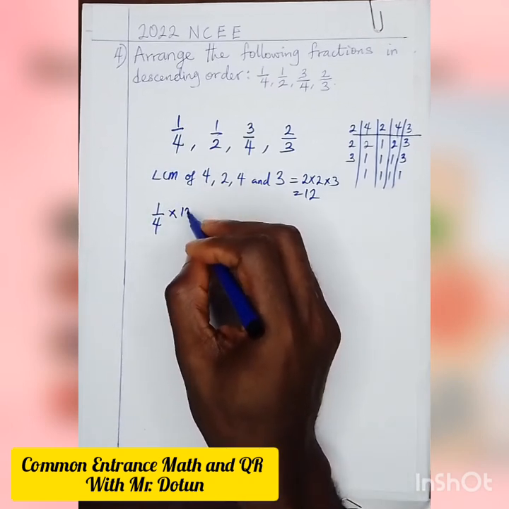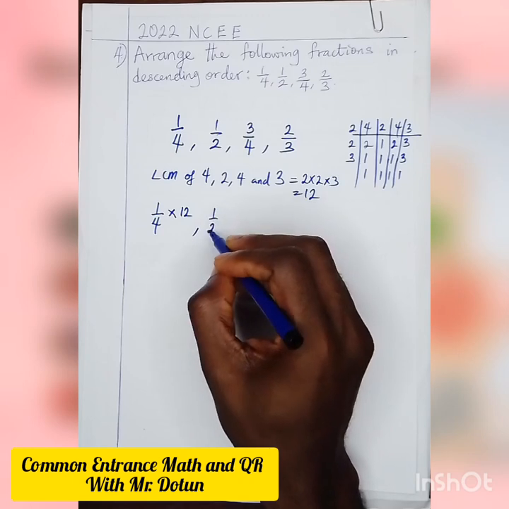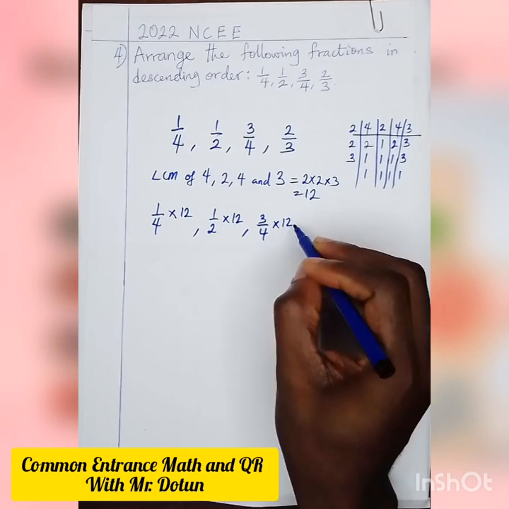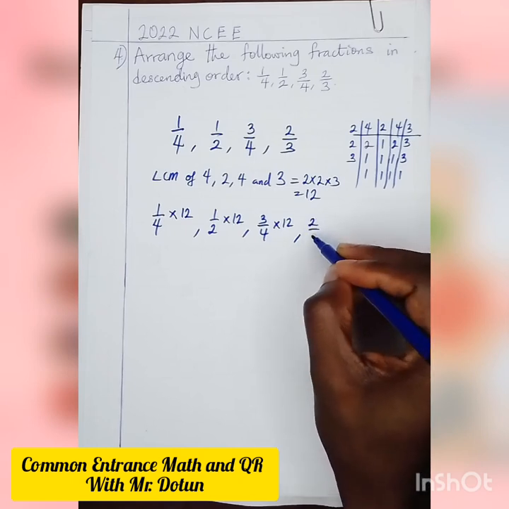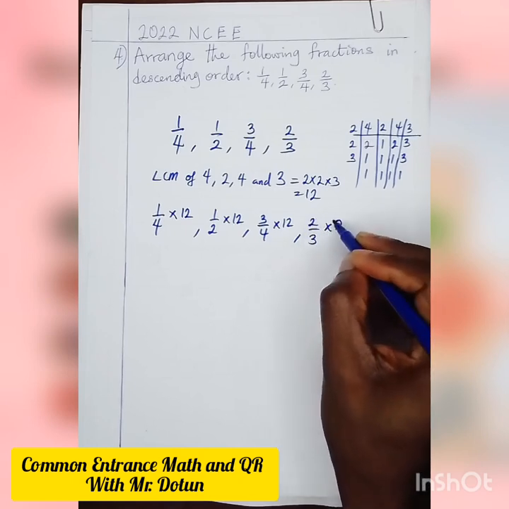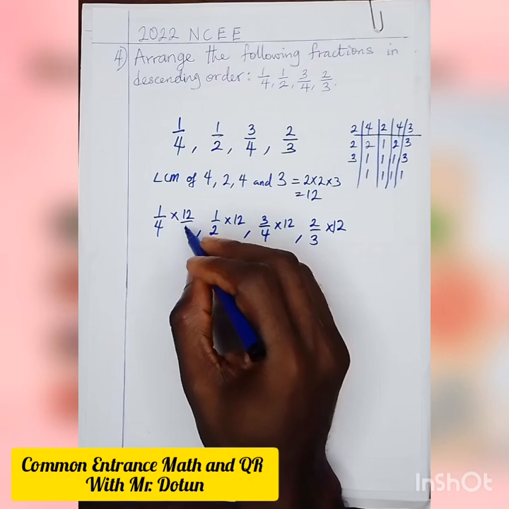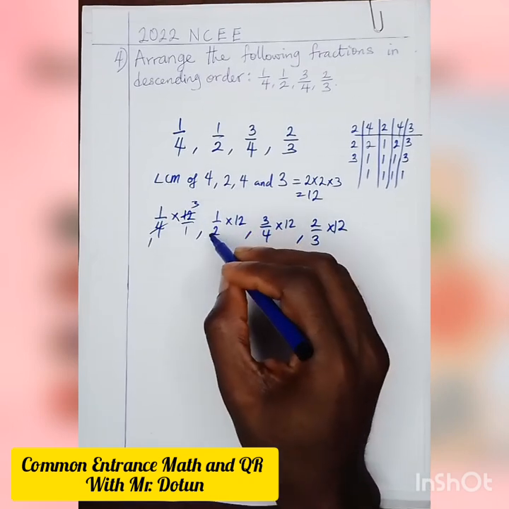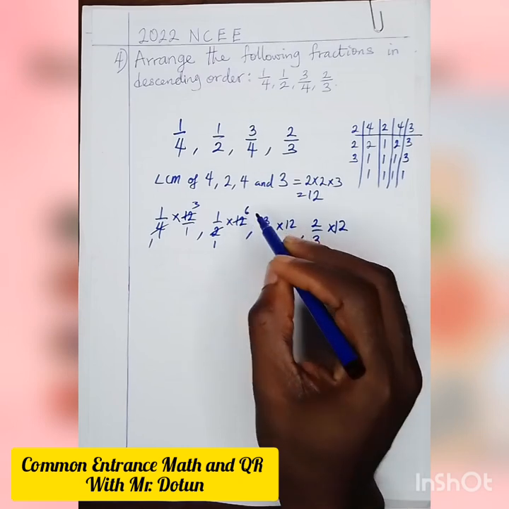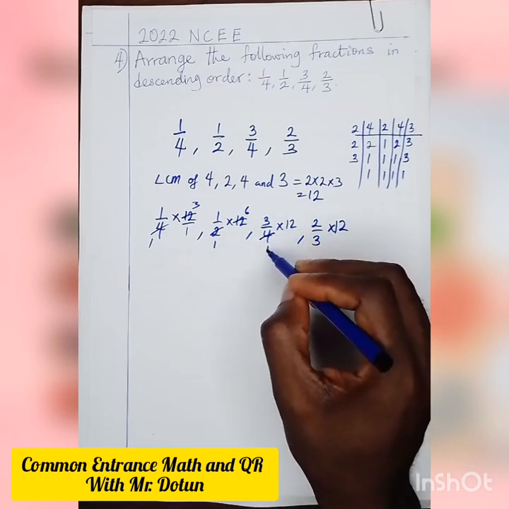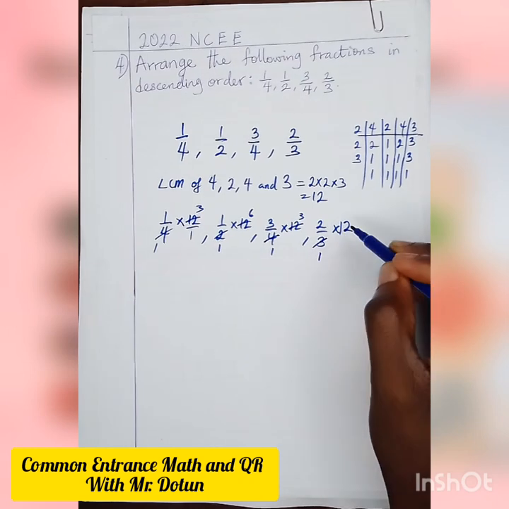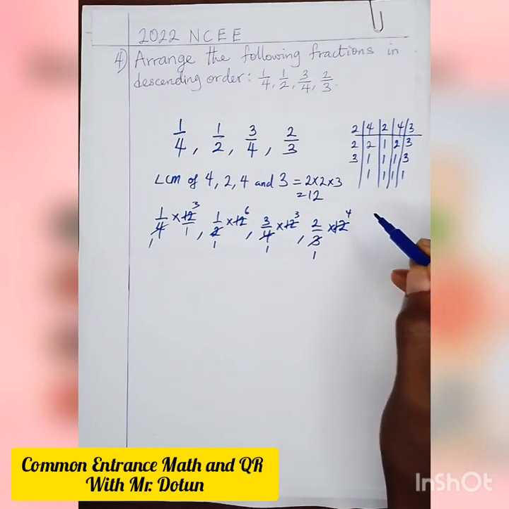So we have 1 over 4 times 12, 1 over 2 times 12, 3 over 4 times 12, and 2 over 3 times 12. Remember, 4 goes here 1, 4 in 12 is 3. 2 goes here 1, 2 in 12 is 6. 4 in 4 is 1, in 12 is 3. 3 here is 1, 3 in 12 is 4.